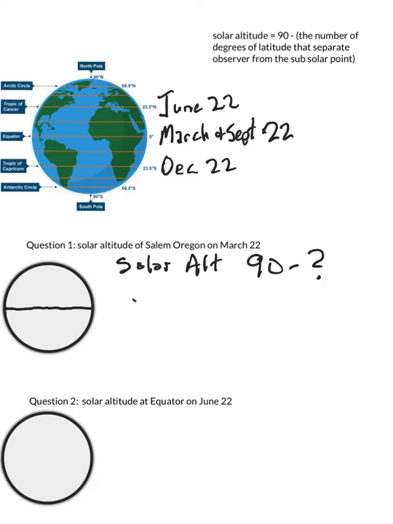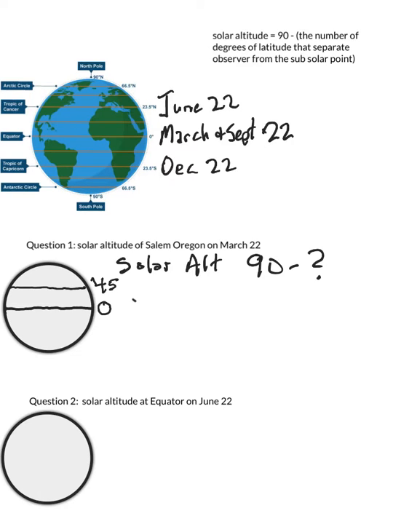And then our place of interest is Salem, Oregon. So Salem, Oregon is located at 45 north. I didn't quite get that line in the right spot, but close. So 45 is the location of interest, and 0 is the equator. So how many lines of latitude then separate the location of Salem from the subsolar point at the equator? You can see there's 45 degrees.